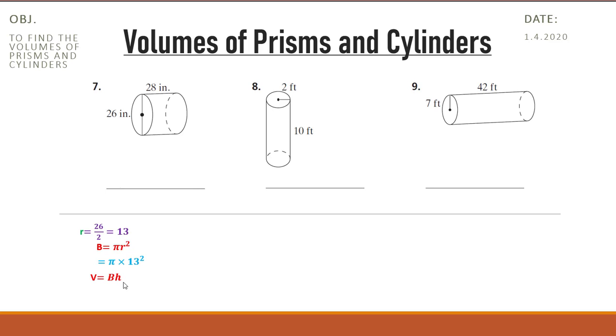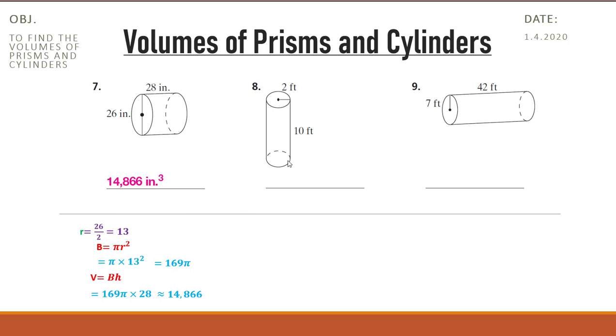So we will find the volume. At first 13 square is 169. So this is 169 pi. And after that, find the volume, multiply this number, 169 pi, and the height of the cylinder, which is 28. And the answer will be 14,866. So these are the steps.